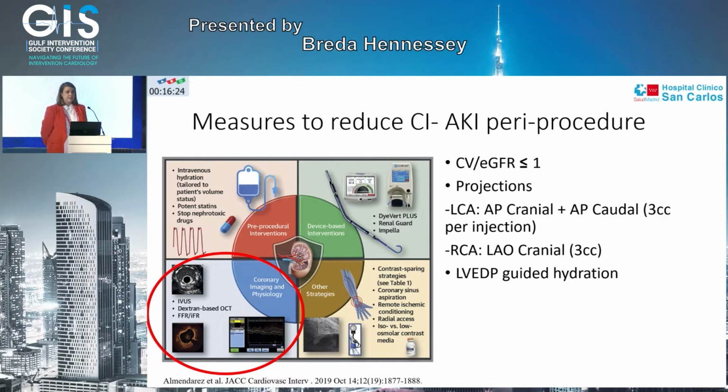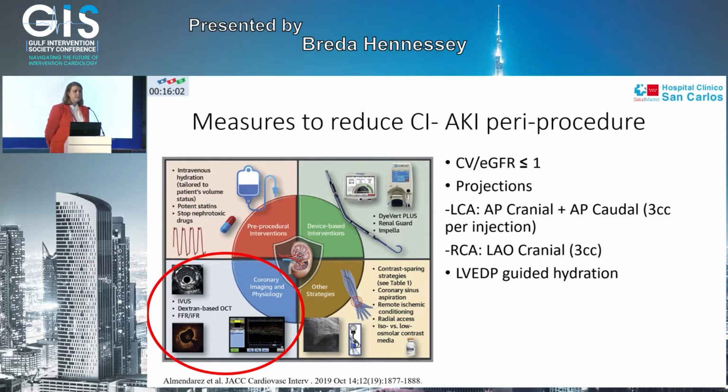These interventions are heavily reliant on IVUS and physiology. These are patients that, if possible, you should go radial. And we need to change the approach of how we do our diagnostic angiograms in these patients. So we should aim for a contrast volume to eGFR ratio of less than 1. And for a diagnostic procedure, in most cases, 3 projections is enough. 3 cc's of contrast per injection.